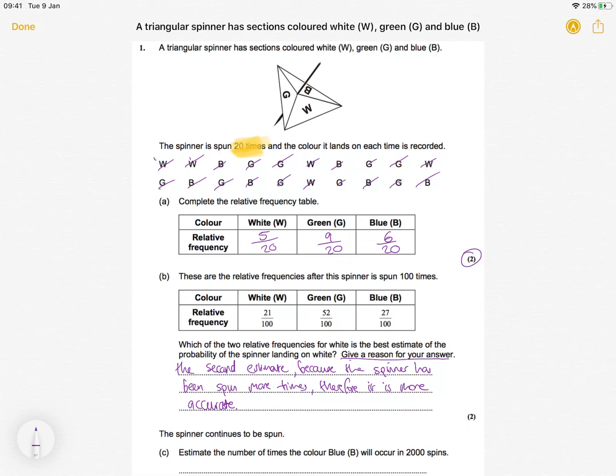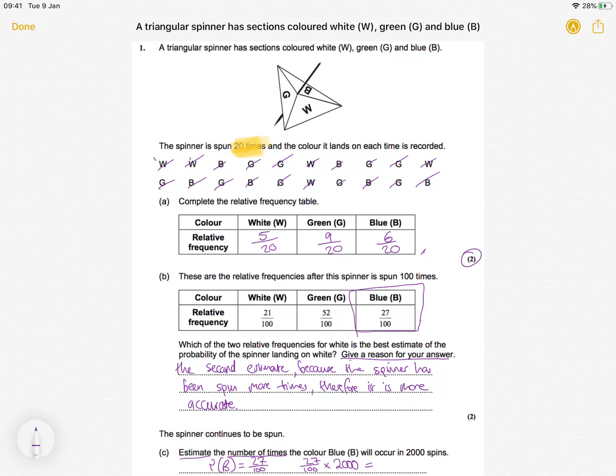Right, the spinner continues to be spun. Estimate the number of times the colour blue will occur in 2,000 spins. Well, the first thing to do is I've got two probabilities for blue. Which one should I use? I should use the more accurate one. So the probability of blue after 2,000 spins is 27 over 100. And then we're estimating the number of times. So this is the expected outcome, 27 over 100 out of 2,000. So I'm saying what's 27 over 100 out of 2,000?